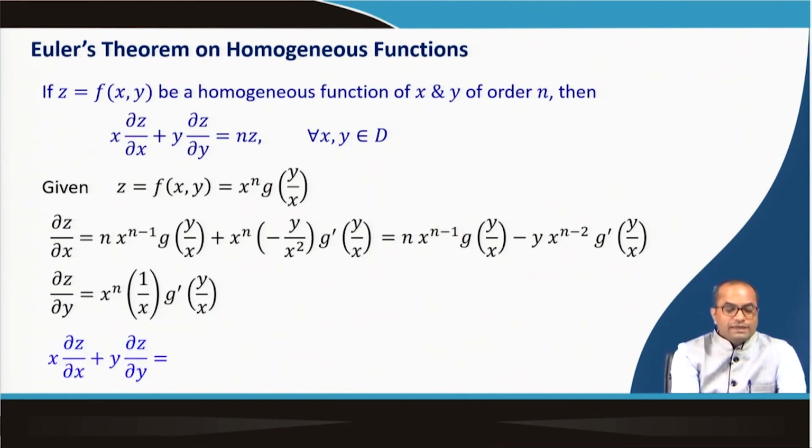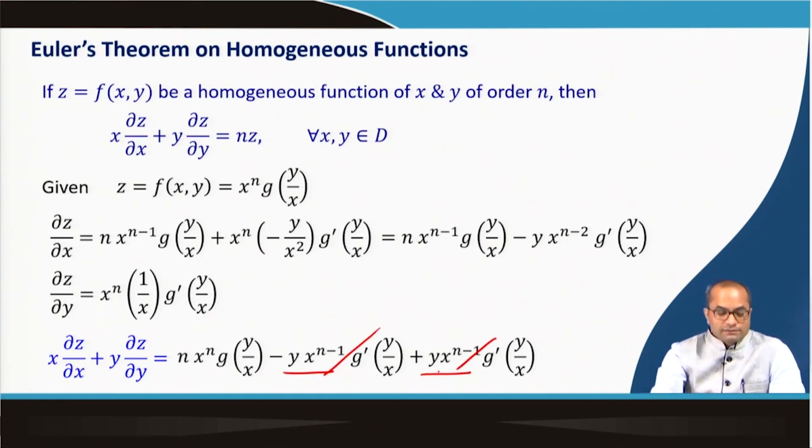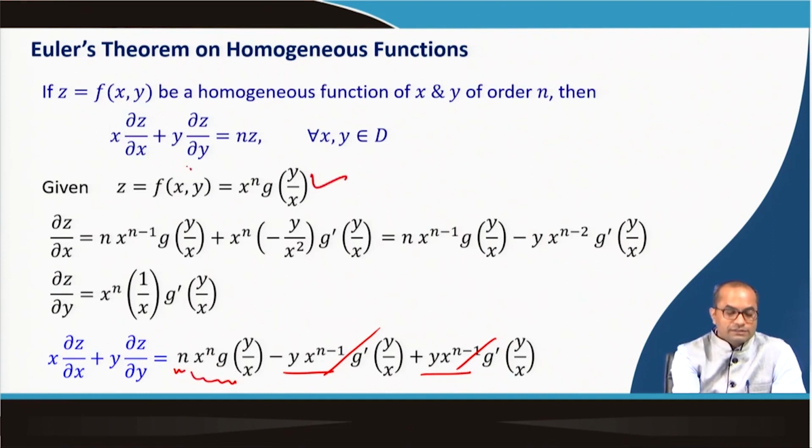Now, if we add the two after multiplying the first one with respect to x and then here with respect to y, what will happen? So, here we have multiplied with respect to x. So, n x power n, here y x power n minus 1 g prime, and then here we have multiplied by y. So, y x power n minus 1 and g prime y over x. Now, you can see that y x power n minus 1, y x power n minus 1, these two get cancelled, and we have n x power n g y over x, which is f x.